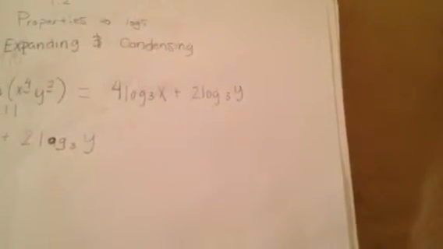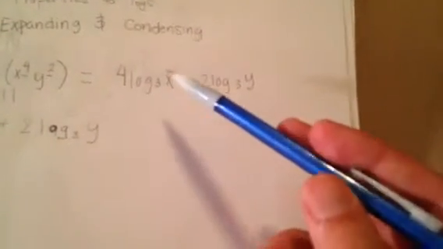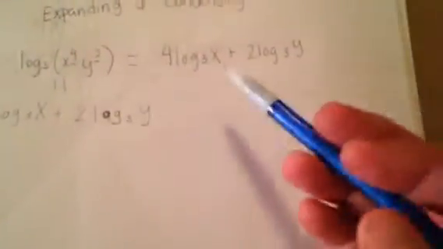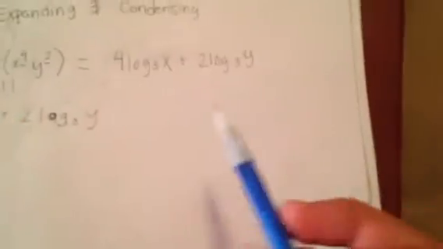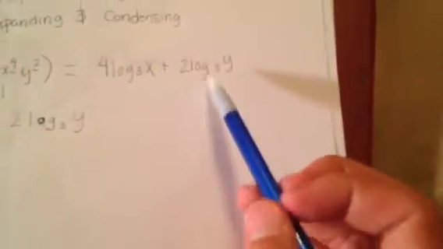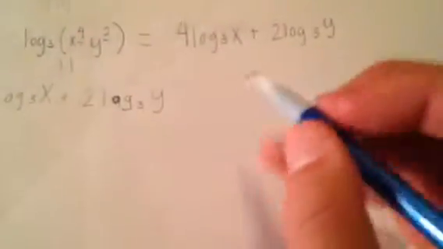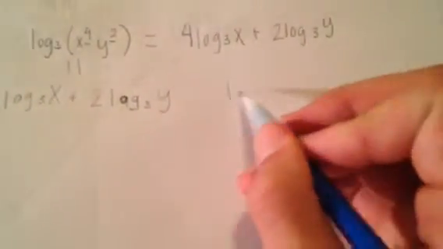Now, condensing. Condensing is just as easy, if not a lot easier. So what you're going to do is work backwards from here. If you know how to do this, you can easily do this. You just need to work backwards. So you're going to pull out the main base that both of them have, which is log base 3. So log base 3.